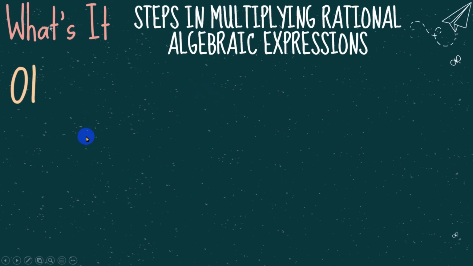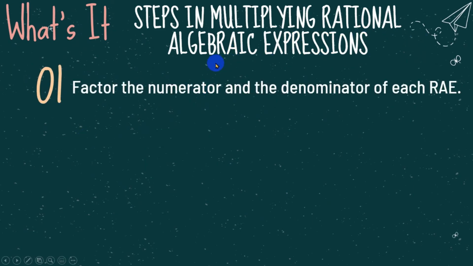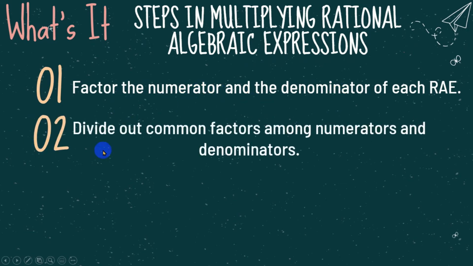The answer is yes. So, the steps in multiplying rational algebraic expressions, we have number 1, factor the numerator and the denominator of the RAEs. So, kailangan daw pala muna nating i-factor ang numerator and denominator. Again, the purpose of factoring is to make sure that the product will be in its simplified form. And then we have number 2, divide out common factors among numerators and denominators. So, kung meron tayong nakita sa first fraction natin or first RAE natin, may makakancel na, and then sa second RAE, may makakancel na, or the cross cancellation, pwede natin gawin yun.